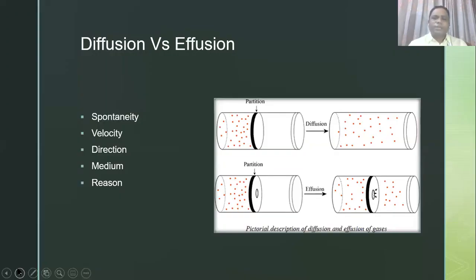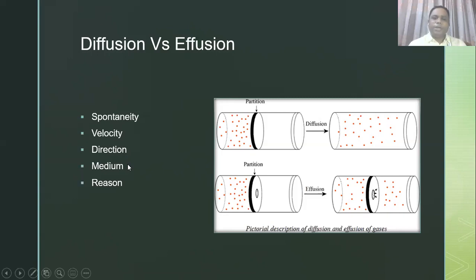So you can see from this discussion of diffusion and effusion, we can mark some differences between them. Spontaneity: from the definition, we can see diffusion is spontaneous, but effusion is not spontaneous. There is a difference in terms of velocity. The velocity of diffusion is slow, but effusion is fast. Direction: diffusion is all around, but effusion is in a particular direction.